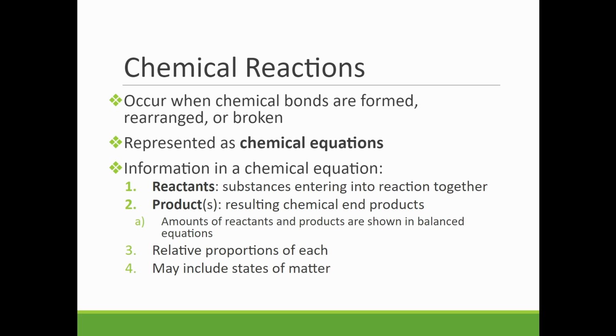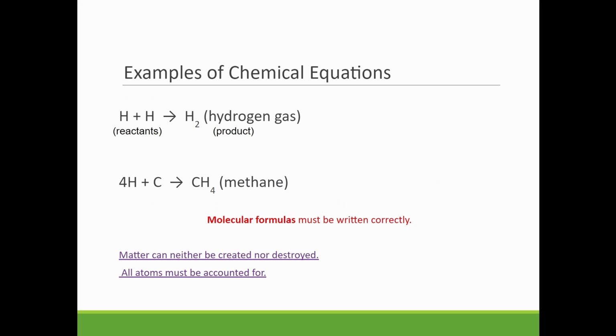Reactants are substances entering into a reaction together. They may come together, they may break apart, they may rearrange. Whereas the products are generally resultant, and they're the chemical end products. They're usually located on the right of a chemical equation. And the amounts of the reactants and products, their state of matter, or the proportion of each is usually information provided in a complete chemical equation.